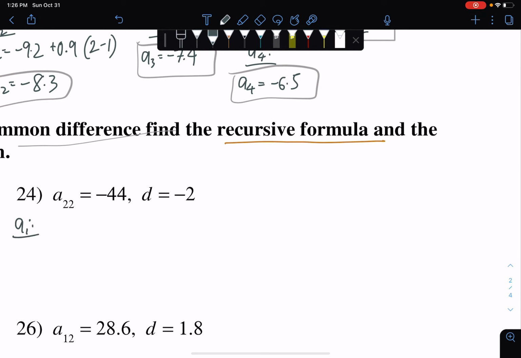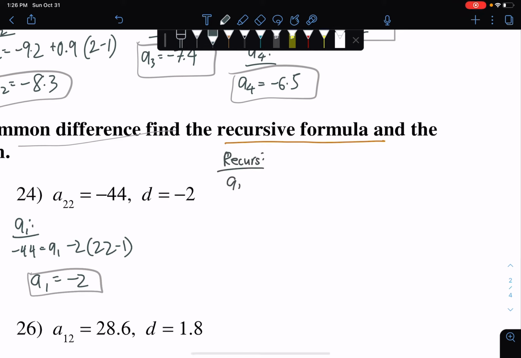Recursive, find a sub 1. Negative 44 is equal to a sub 1 minus 2 times 22 minus 1. Negative 2 times 21, negative 42, move to the other side, a sub 1 is equal to negative 2. Alright, so recursive, a sub n is equal to a sub n minus 1 minus 2 such that a sub 1 is equal to negative 2.